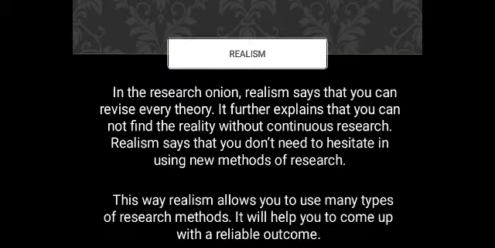In the research onion, realism says that you can revise every theory. It further explains that you cannot find the reality without continuous research. Realism says that you don't need to hesitate in using new methods of research. This way, realism allows you to use many types of research methods. It will help you to come up with a reliable outcome.